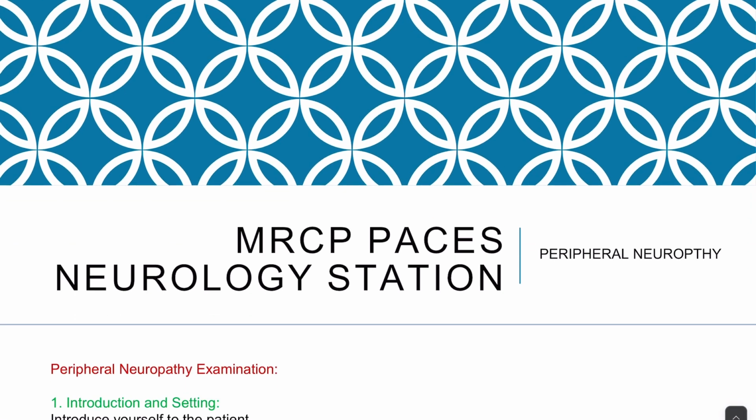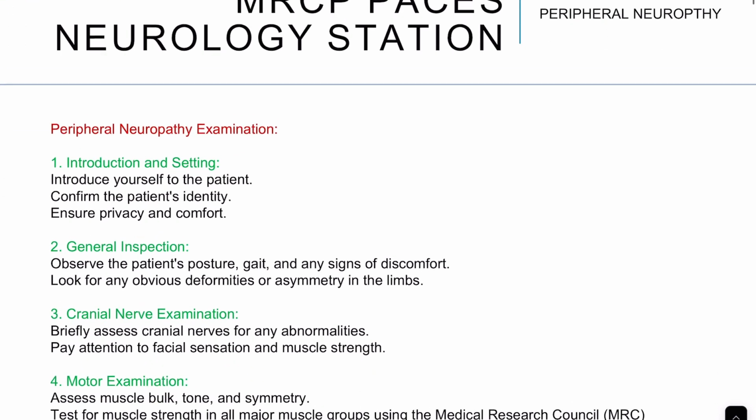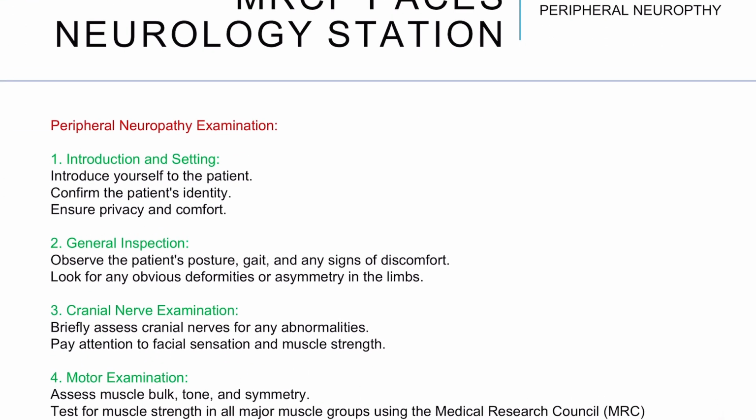So, let's start. As you know, this is a short station, so we're not going to take any history from the patient. Normally, there will be some command, like just examine the patient's lower limbs, or the patient has difficulty in walking, or maybe examination of the upper limbs, or sometimes they say the patient has difficulty in speaking or some weakness. There could be anything in the scenario, so you have to proceed accordingly.